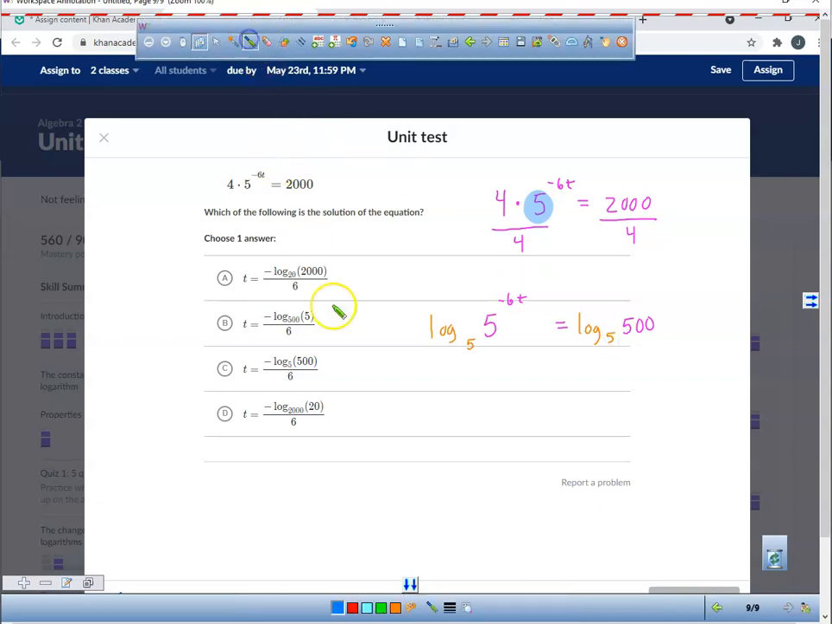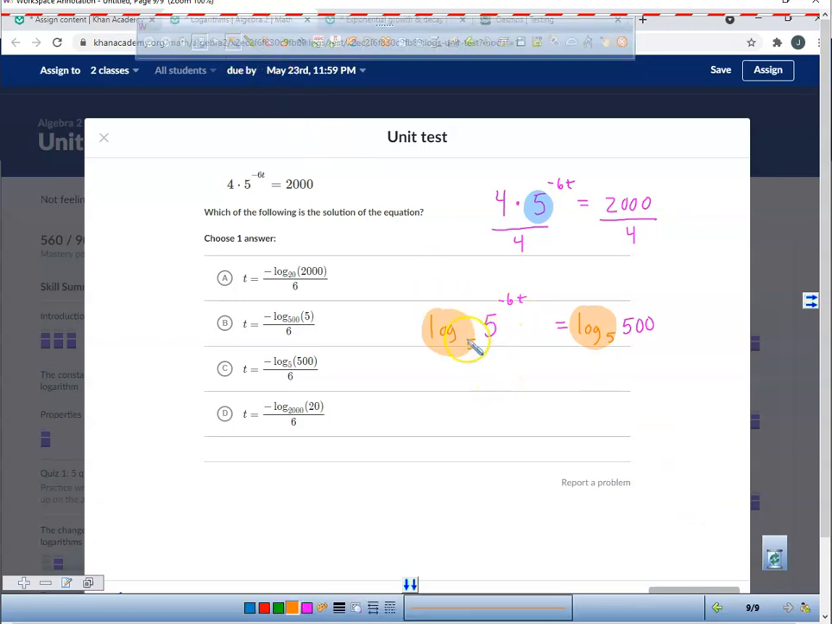So I want you to understand, I'm not changing any values. I'm just applying this to both sides. So what happens when you apply log 5 to both sides? What happens to all of this? Everything disappears except for the -6t. And then you just divide both sides by -6, and you're done.